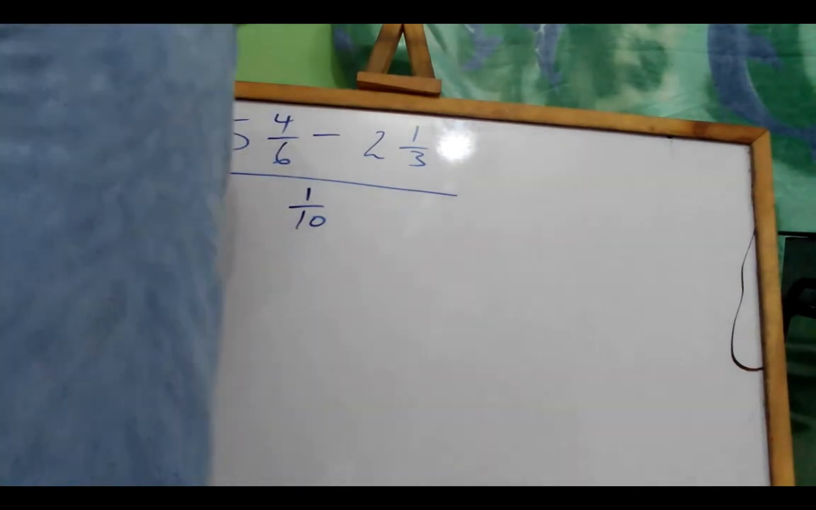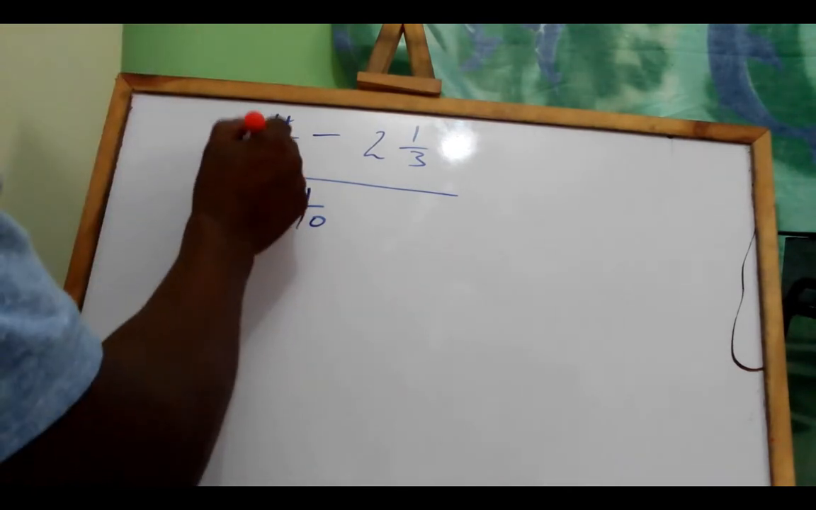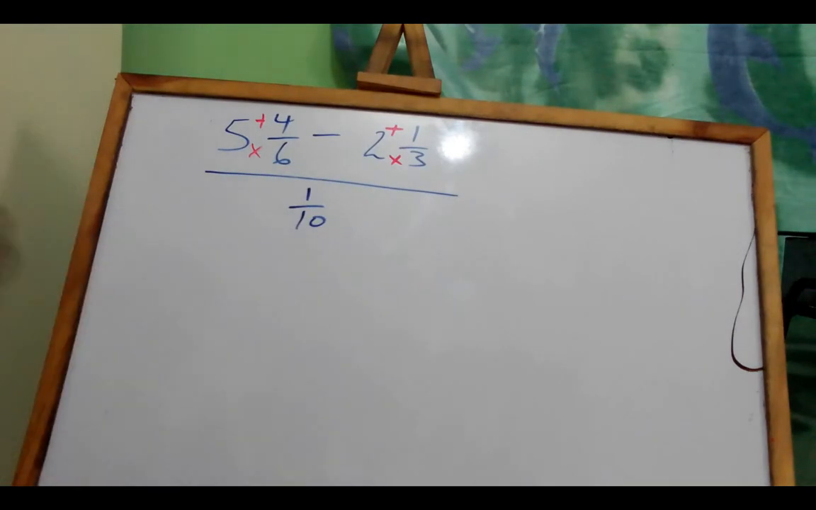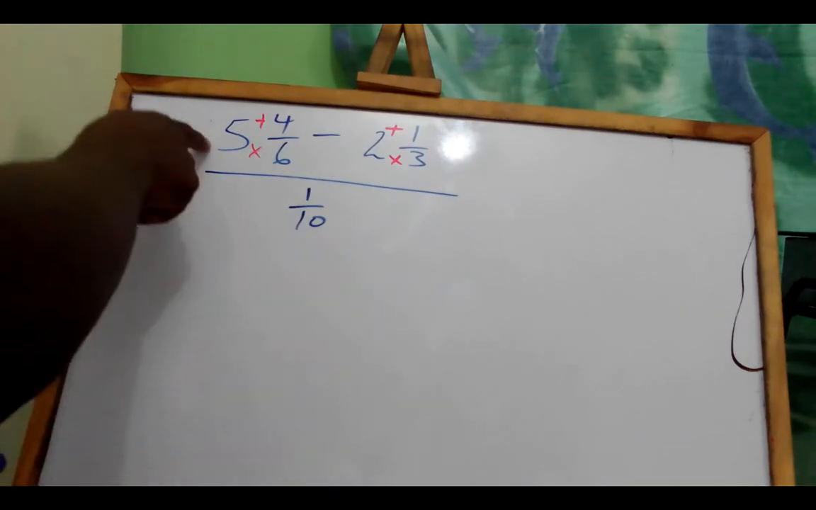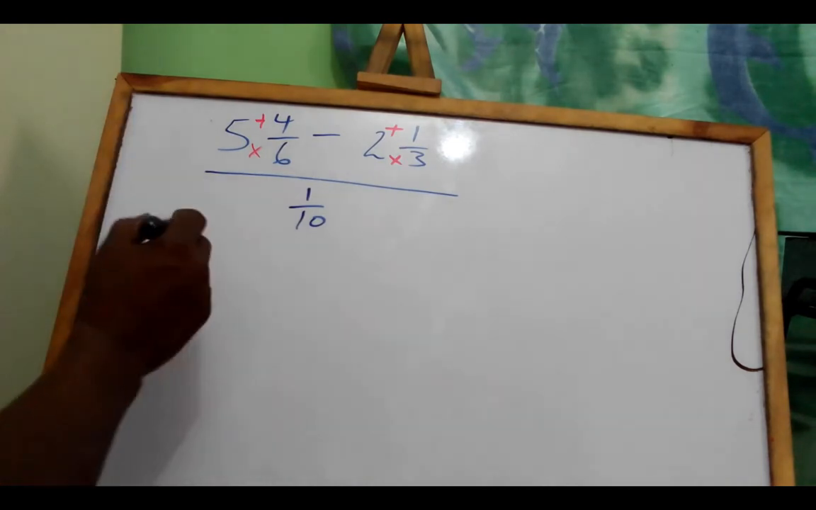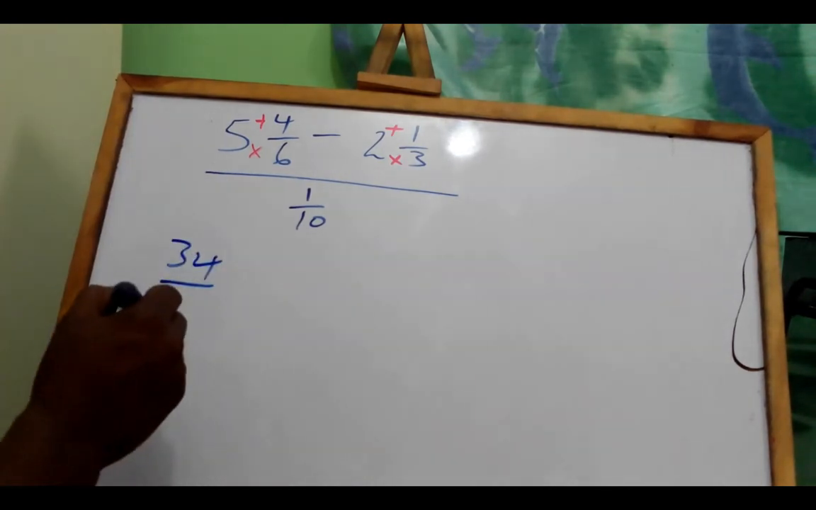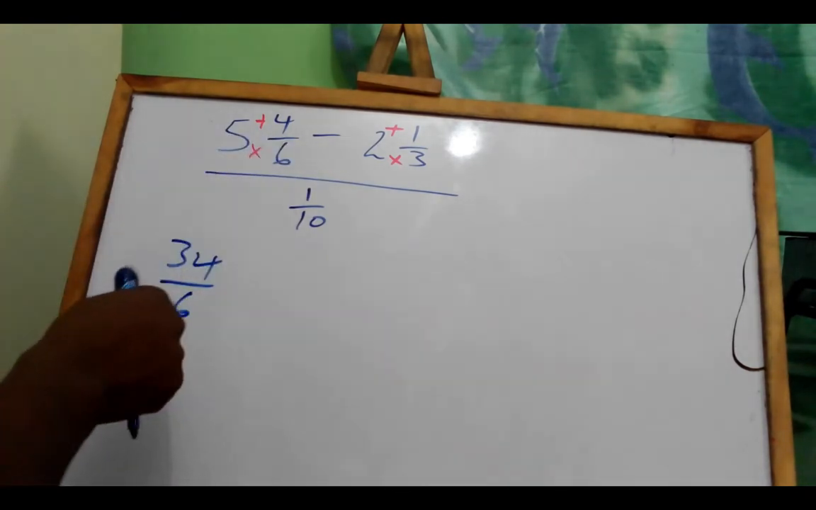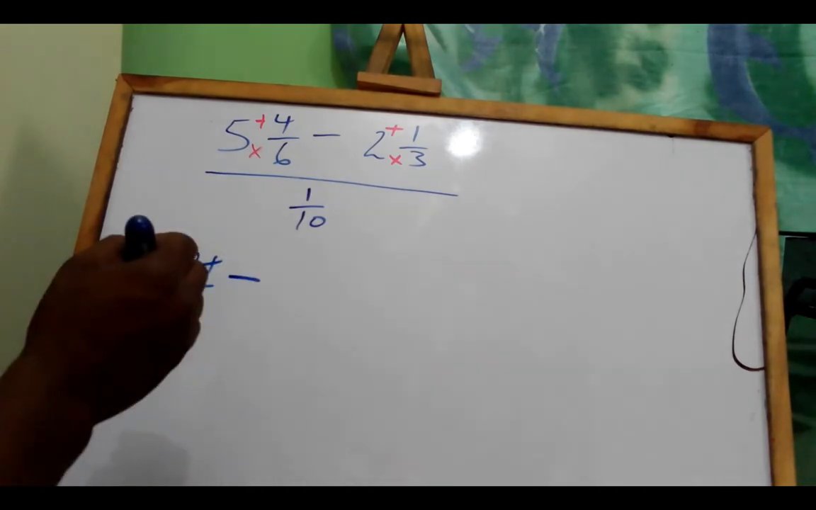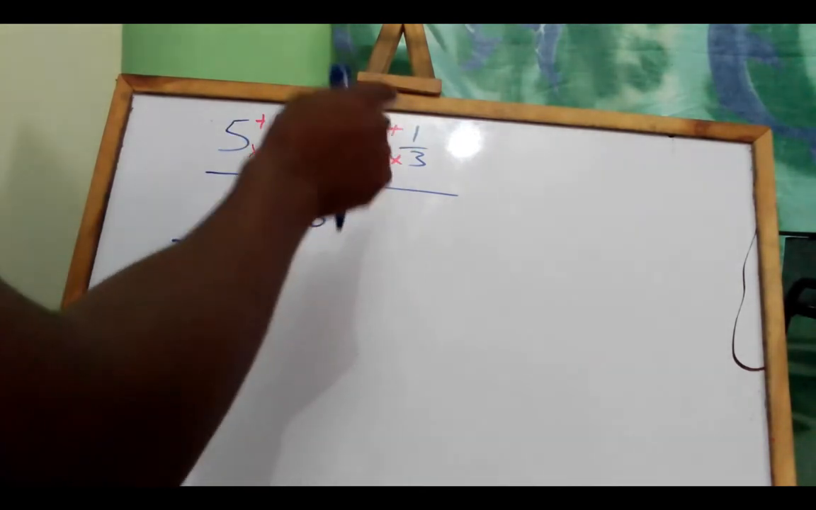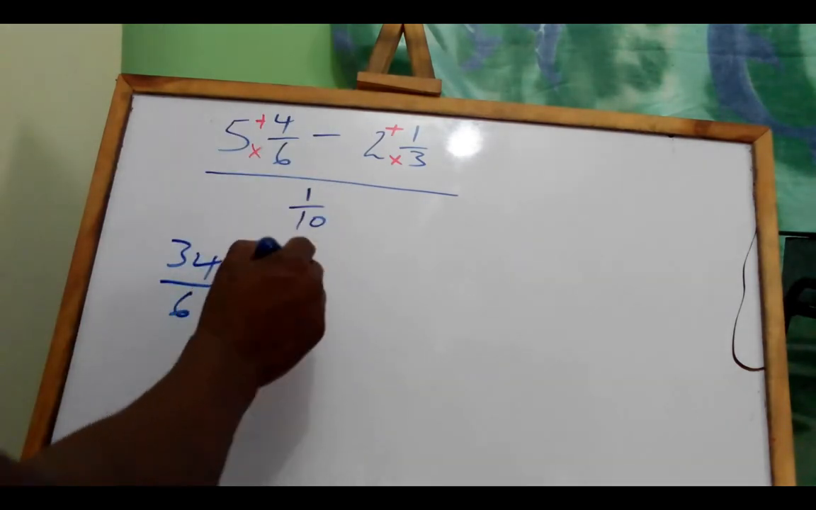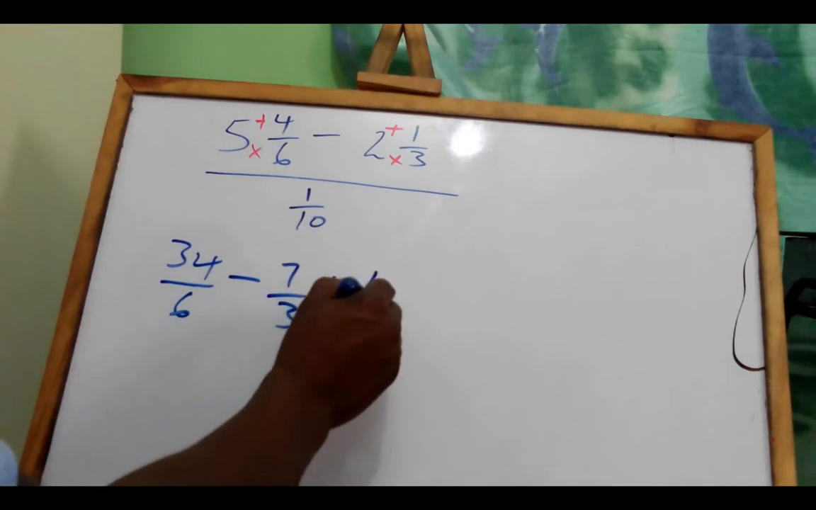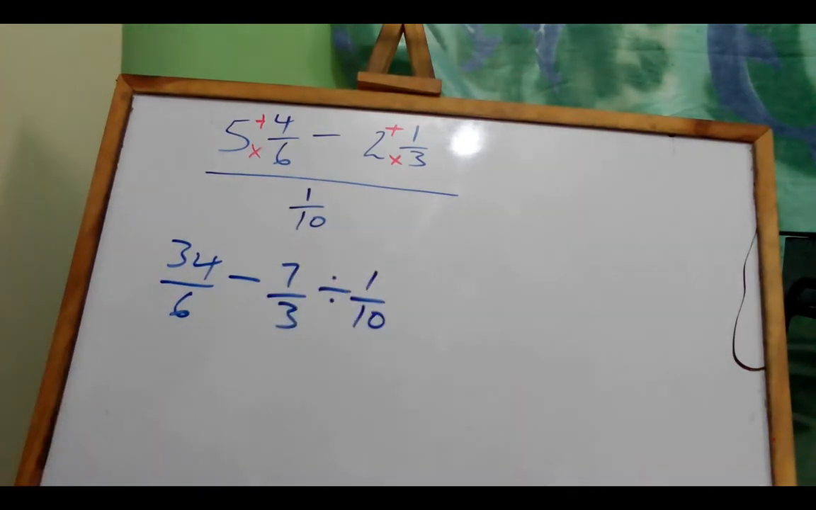Since we have some mixed fractions here, we know that we must convert these mixed fractions into improper fractions. Right? So 5 times 6 is 30 plus 4 is 34 over 6. So write back the denominator. Minus 2 times 3 is 6 plus 1 is 7. So we have 7 over 3 divided by 1 over 10. You see that?